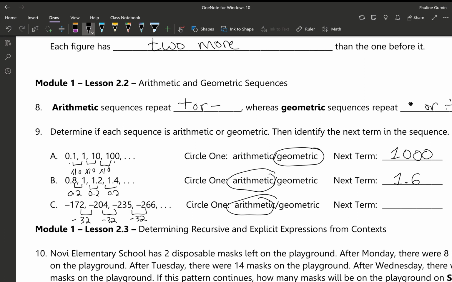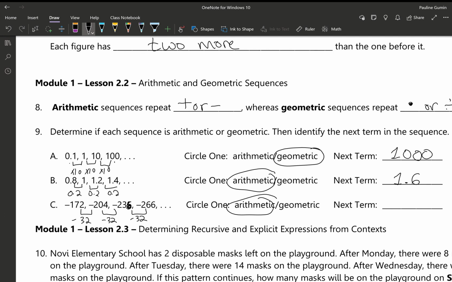Right? 204 minus 172. Let's just double check. I don't know why I'm, of course, doubting myself at the moment. Okay, that works. I think there's just a little typo here. This should be 236. That's why it confused me for a second, I believe.